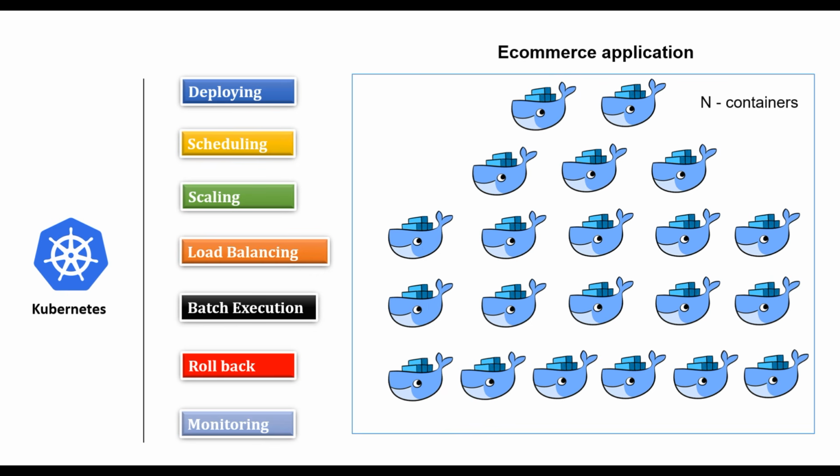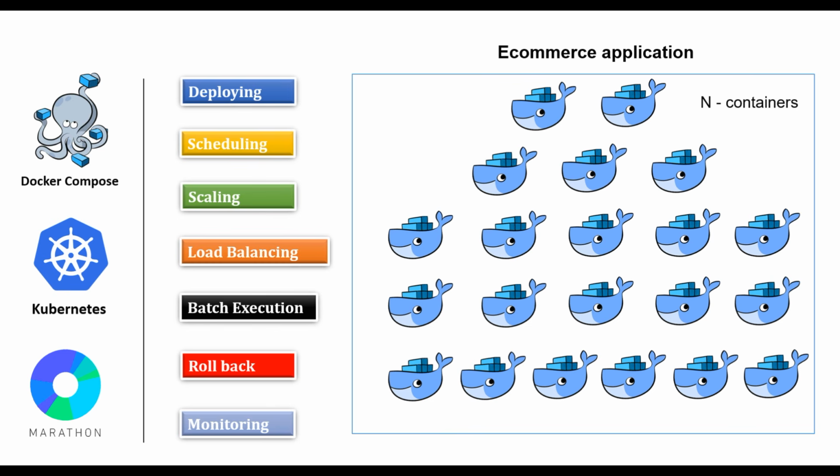That's awesome, isn't it? Like Kubernetes, there are a few more container management tools available in the market, like Docker Compose and Apache Mesos Marathon. But Kubernetes is widely used in industry because it supports a lot of features like deploying the container, scheduling, scaling up and scaling down the container based on the user load, load balancing the container, rollback and rollout, monitoring the container, self-healing and automatic bin packing, etc. So I will explain all the features of Kubernetes in my upcoming tutorial.